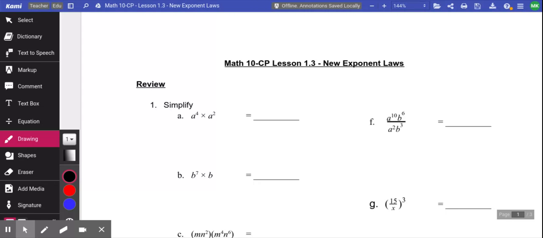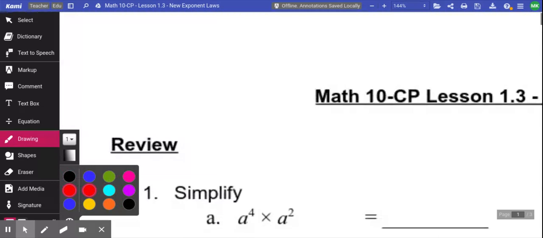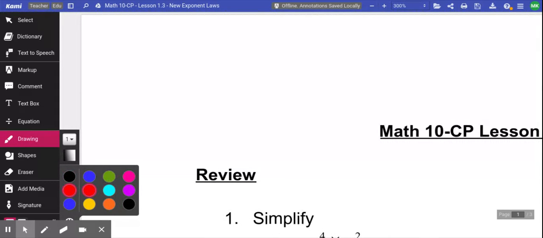Exponent laws. We've done 3 already. Okay, so let's review them. The first one we did was for multiplication.